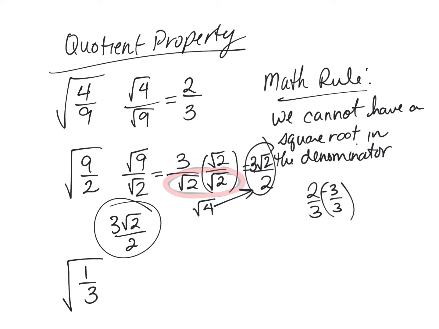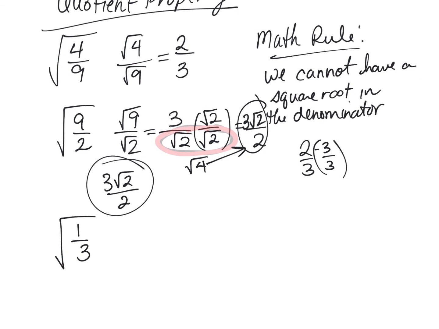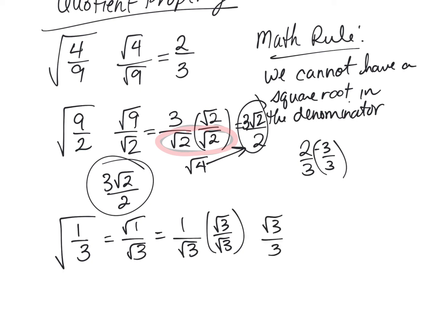Another one. We also cannot leave an entire fraction under the radical. It has to be separated and rationalized. Okay. So square root of 1 over the square root of 3. What is the square root of 1? 1. It is 1. 1 over the square root of 3. What am I going to multiply by to rationalize this? Square root 3 over square root 3. Okay. And I get square root 3 over 3.